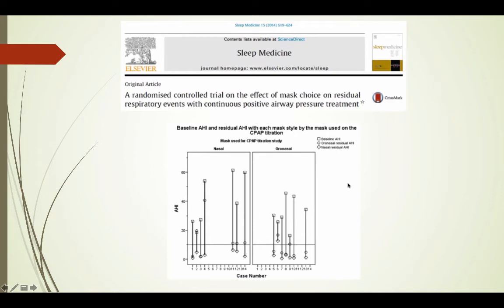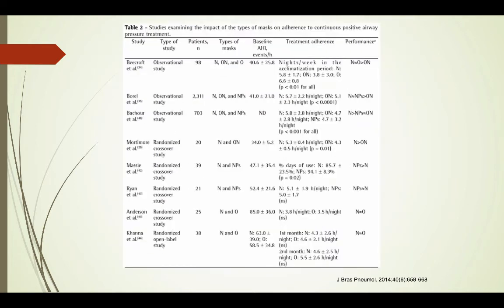Also keep in mind, it's very important that if you start titration with nasal mask in the sleep lab, patient should buy nasal mask at home. Do not shift to oronasal mask at home when shifting the therapy to home, because this study showed that if you switch between the masks, the AHI is very poorly controlled when you shift from nasal mask to oronasal mask. So patient should buy the same mask as used for titration in the sleep lab.